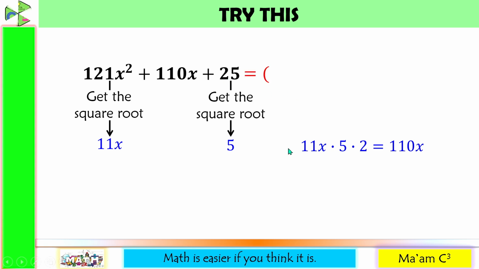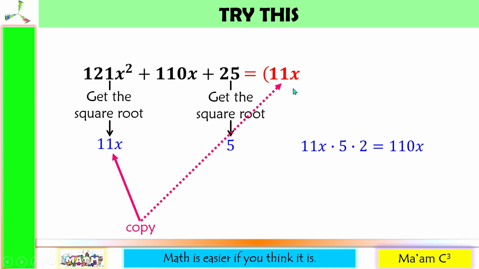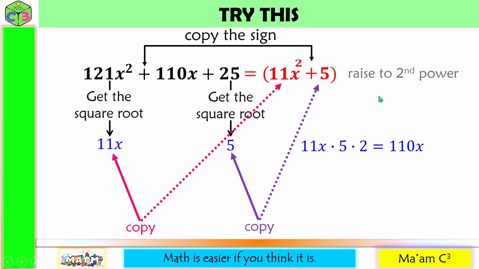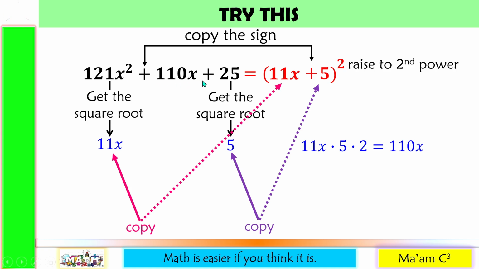For the factors, let us copy 11x. Copy the sign of the middle term and let us copy 5. Finally, raise to the second power. So quantity 11x plus 5 raised to the second power are the factors of 121x squared plus 110x plus 25.